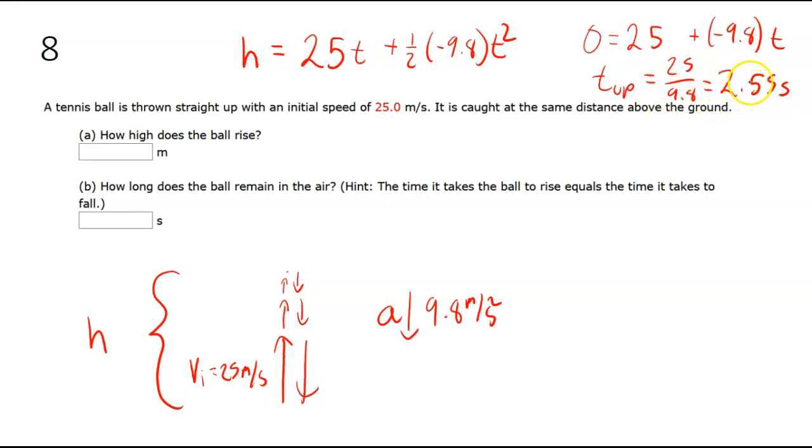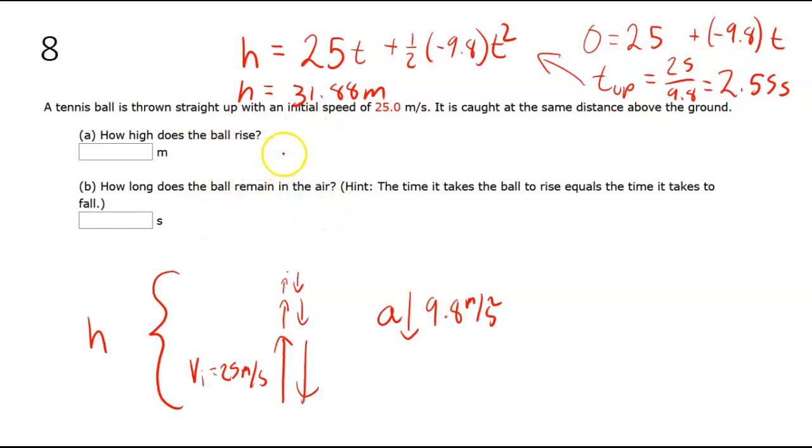Once I have 2.55 seconds as my time, then I can go back to h, plug that in, and h is going to be equal to 25 times 2.55 plus 1/2 times negative 9.8 times 2.55 squared, giving me a maximum height of 31.88 meters. Now I got that again by subbing that time in here.